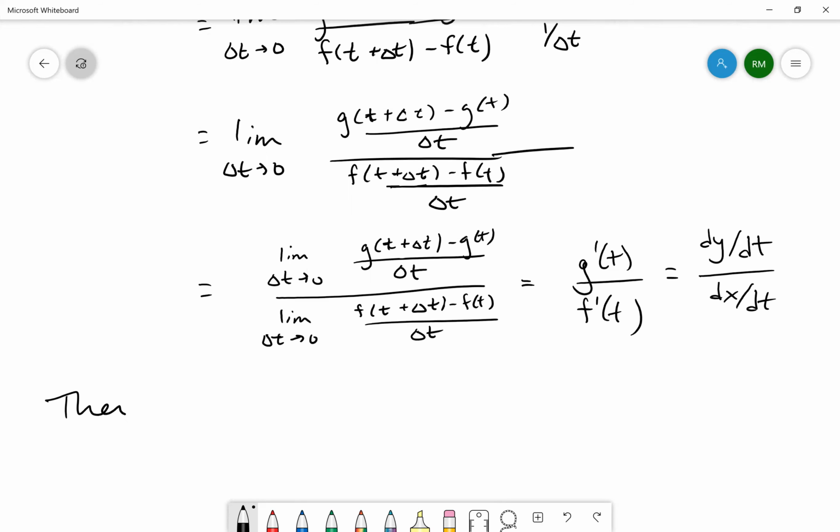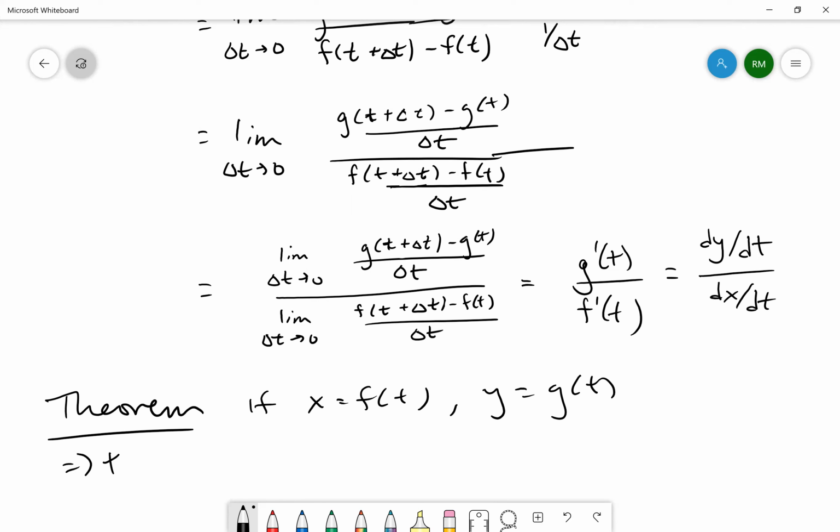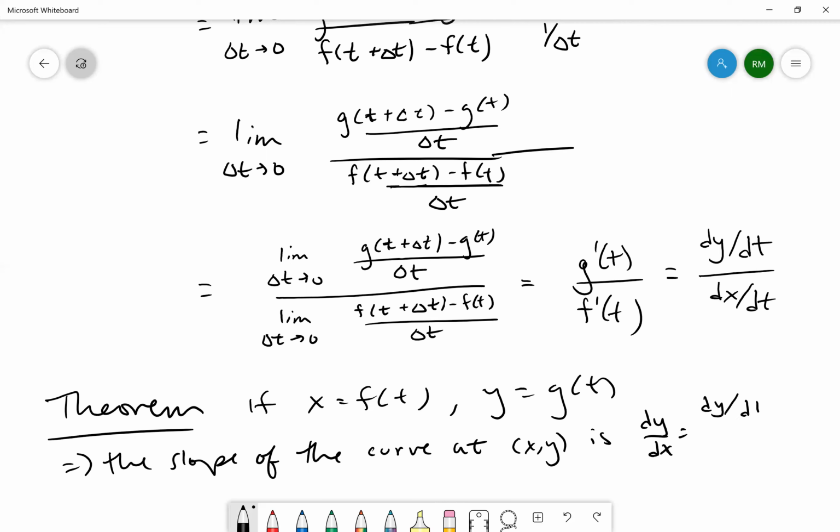And that is how we get the derivative, the slope, of a parametric equation. So that's our theorem. The first theorem of the day is that if x is f and y is g, then the slope of the curve at x, y is this lovely expression, provided the change in x with respect to t is not 0.